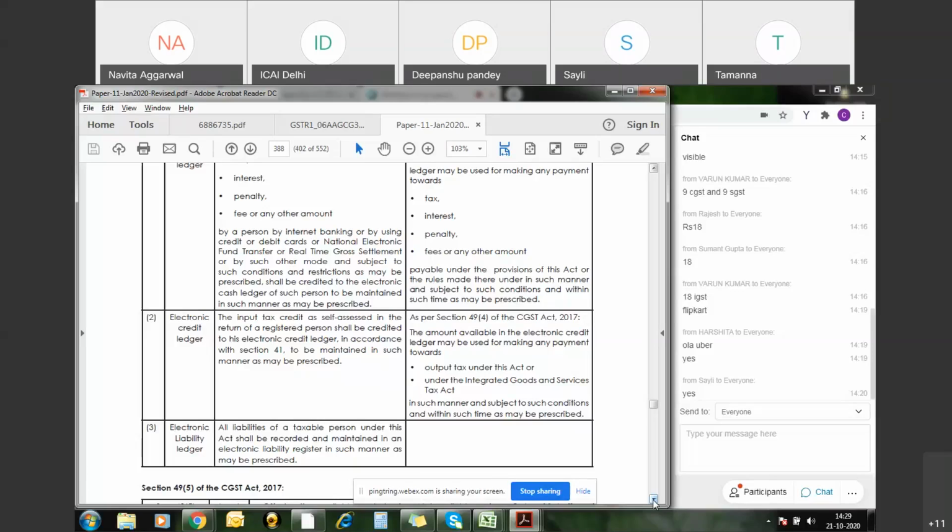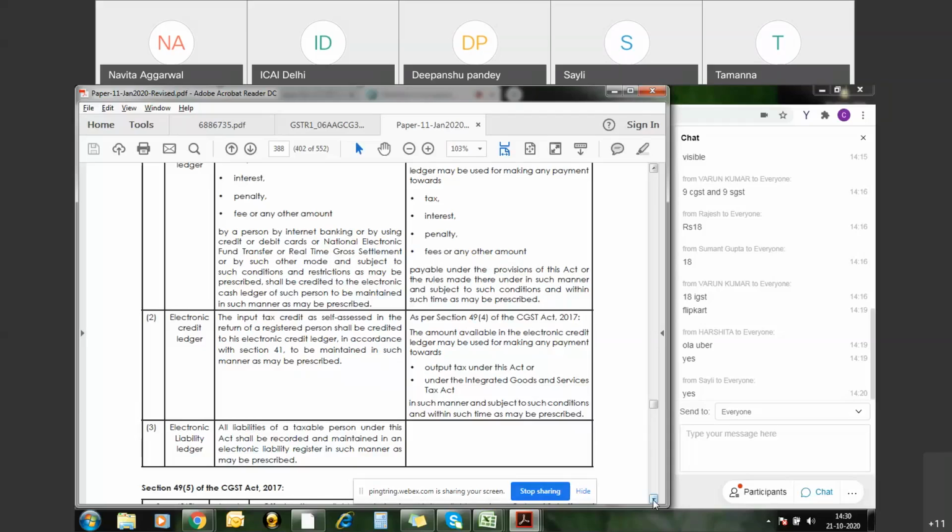The balance available in the electronic credit ledger is utilized as defined under subsection 4 of section 49 towards making payment of output tax under this Act or under the Integrated Goods and Services Tax Act. That means if we are liable under three heads, IGST, CGST and SGST, similarly the ITC is also available under three heads, because you are purchasing, and it can be interstate or intrastate. So ITC is available under IGST, CGST and SGST, and accordingly it can be utilized.